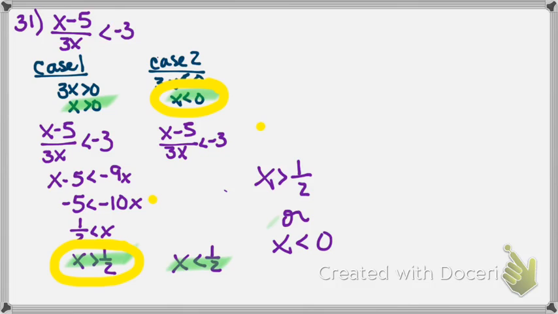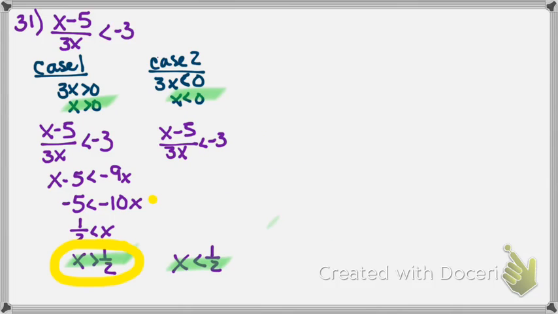I'm going to have to check my answer because it doesn't seem to agree with the book's answer. They have x is less than 1/2 and greater than 0. I'll double check my math. Found my mistake. When I divided by a negative right here, I should have reversed my inequality. So let's get rid of some of these marks that I put on here. Go back and fix this problem.